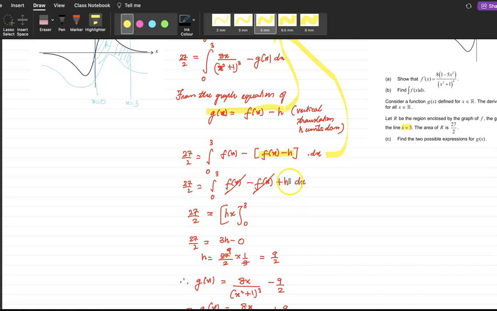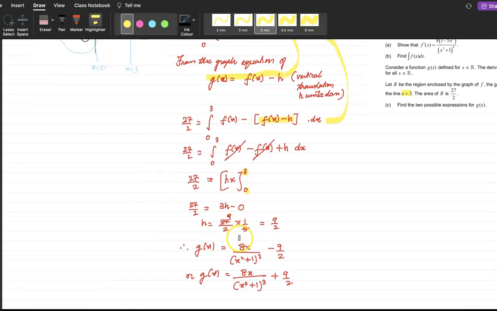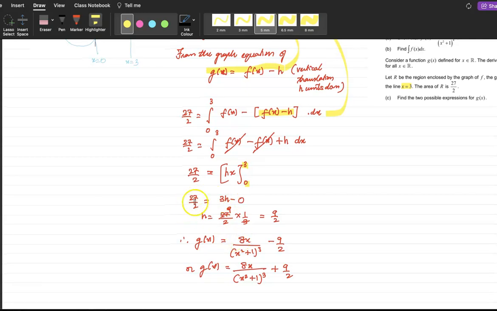h is a constant, like the integral of 2. The integral of 2 is 2x. So the integral of 4 is 4x. So the integral of h will be hx, and your limits are 3, 0. So put the upper limit minus the lower limit, so 3h minus 0. So basically your 3h is equal to 27 by 2. So h is equal to, you cross multiply, so you get h is 9 by 2. So that means your g(x) is equal to f(x) minus 9 by 2.